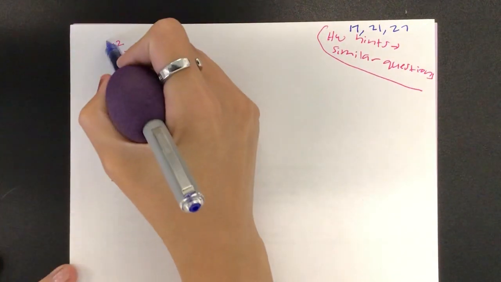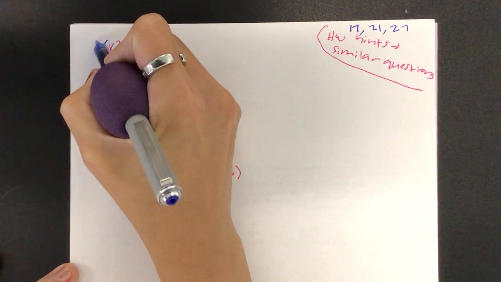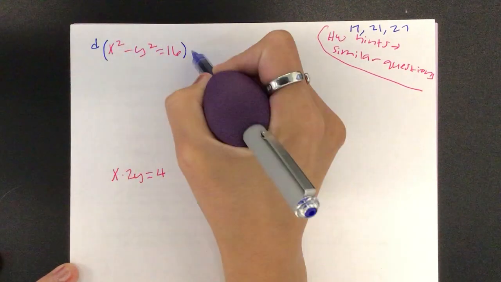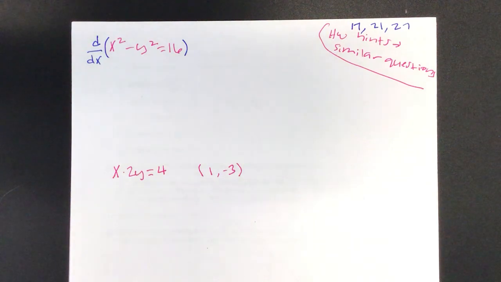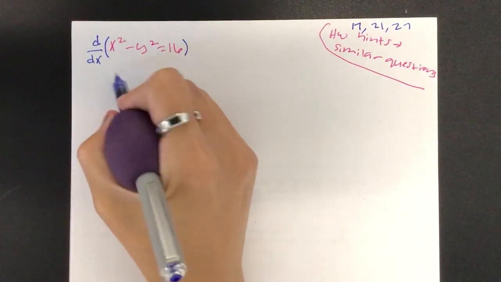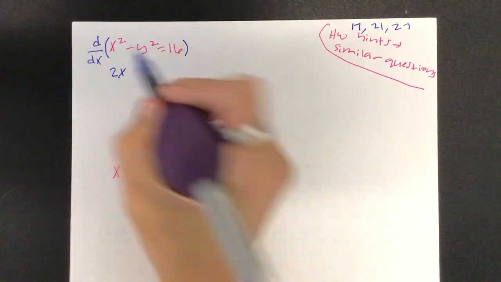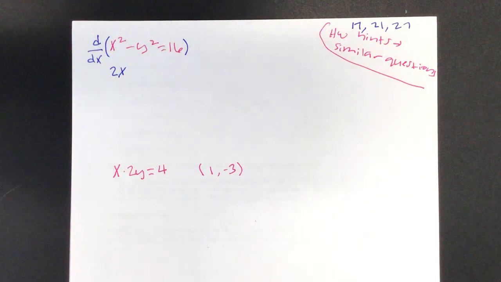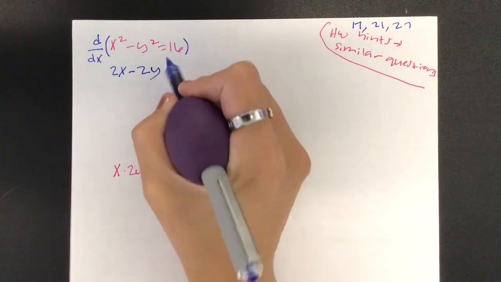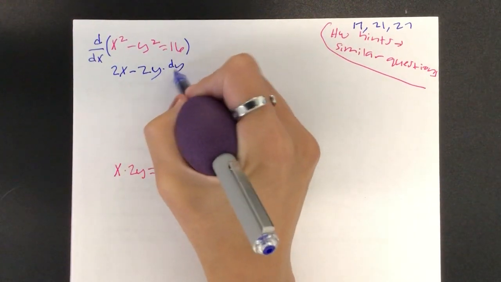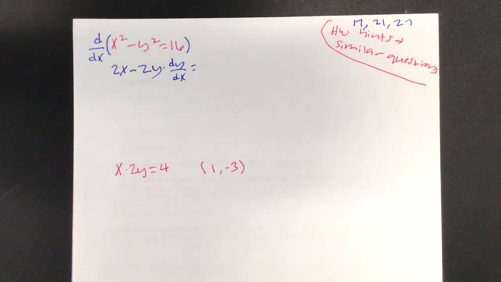Let's go ahead and derive this. So the way you read it is derivative of this function with respect to x. What is the derivative of x squared? 2x. What about negative y squared? Negative 2y. Because I'm messing with the y, what do I need? dy over dx. Very good. What is the derivative of any constant? 0.